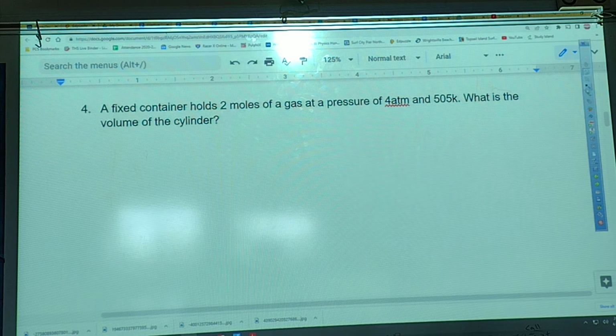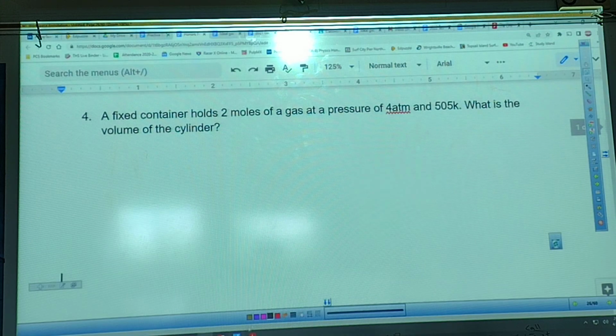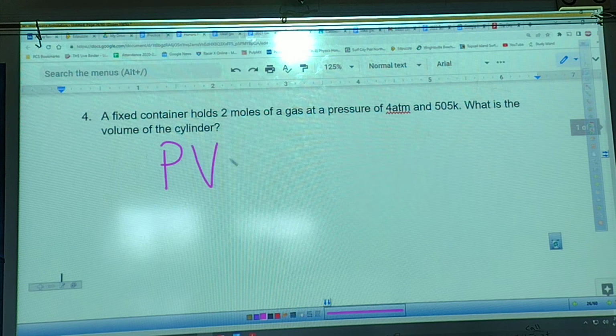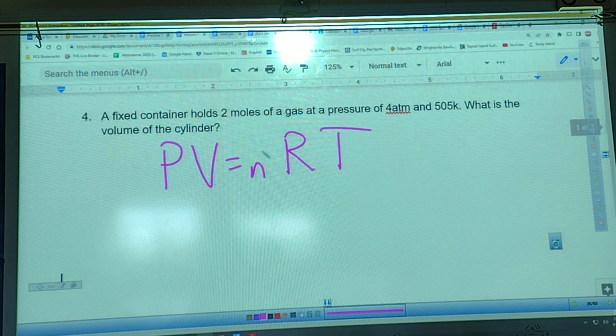All right. A fixed container, that means the volume doesn't change, has 2 moles of a gas, this pressure and that temperature. What is the volume? This is actually a PV = nRT problem. I realize that it looks like it's in the section where we were doing PV over T, and I apologize for that. But since you're only given the numbers one time and you're given moles, it has to be PV = nRT.